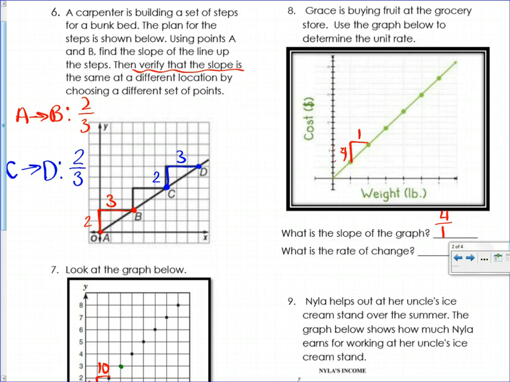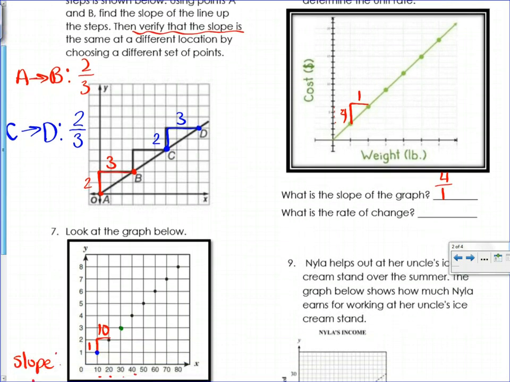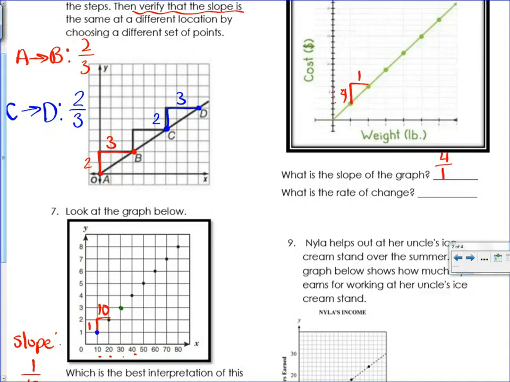Now down here where it says what is the rate of change, we've talked about this in class. We know rate of change and slope are the same thing. So the rate of change is also going to be 4 over 1, which simplifies to 4.